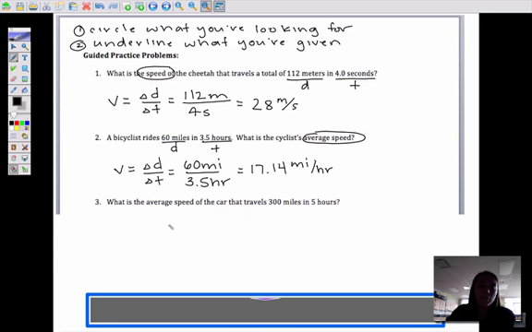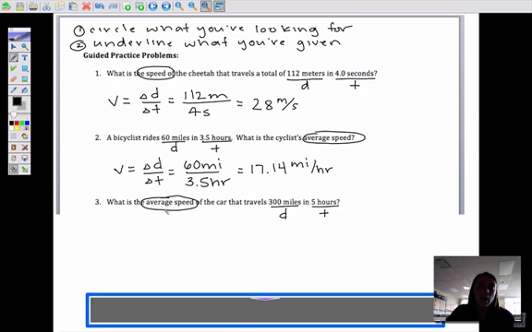The last problem I'm going to do with you reads like this. Remember, the first time we read something, we don't mark it. What is the average speed of the car that travels 300 miles in 5 hours? Now remember, the second time you read it, that's when you circle what you're looking for and underline what you're given. So what is the average speed, looking for this, of the car that travels 300 miles in 5 hours? Now miles is a length, so I'm going to assume that's my distance. Hours I know is a unit of time, so that's going to be my time.